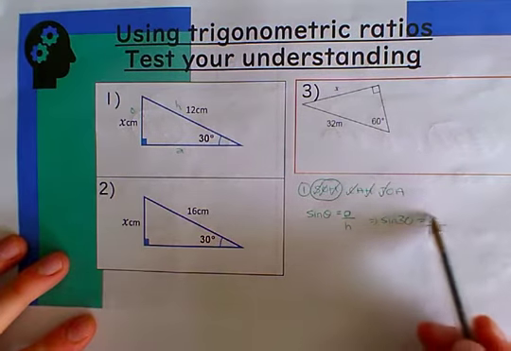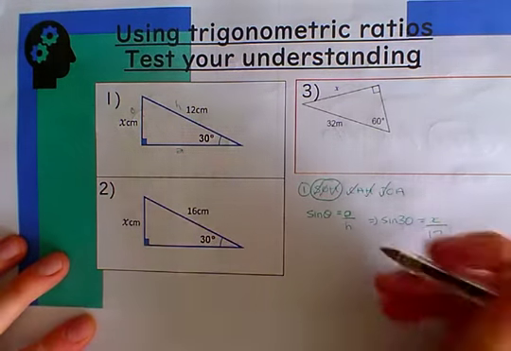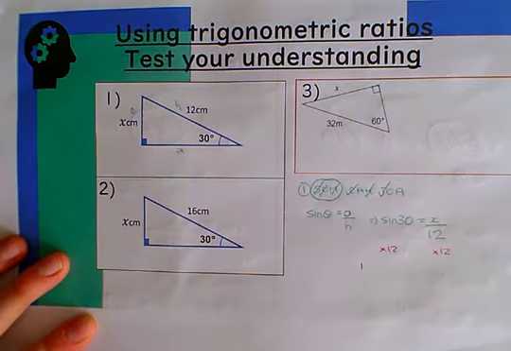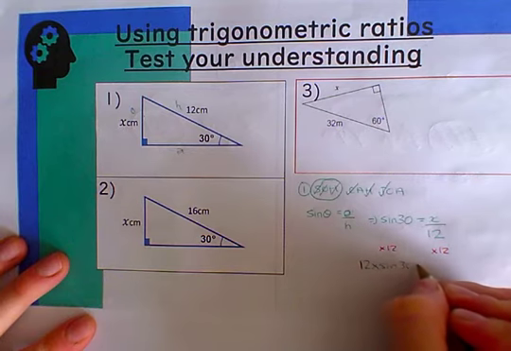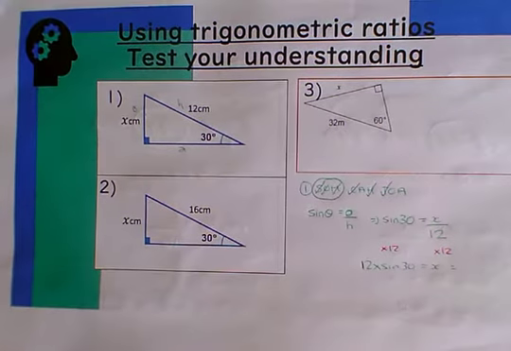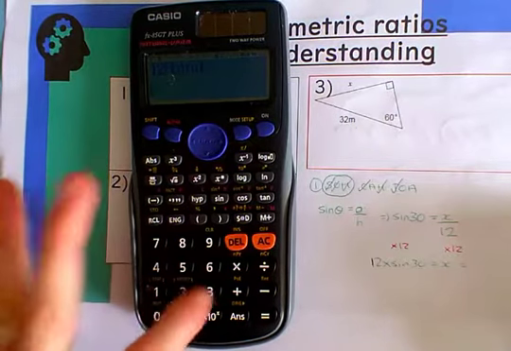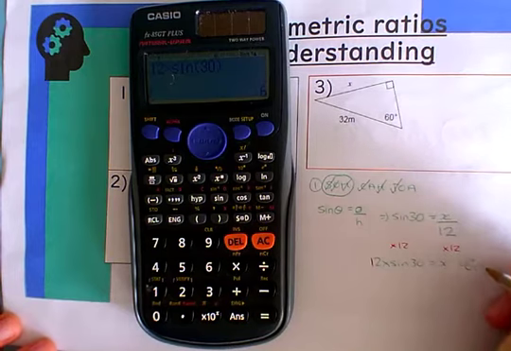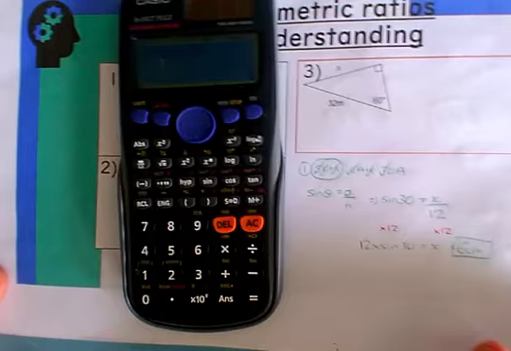So now to get x by itself, we need to eliminate this 12 from the bottom, so we need to times both sides by 12. So we've got 12 times sine 30 is equal to x, which means 12 times sine 30 is equal to 6 centimetres. So on question 1 you should have got 6 centimetres using those steps.